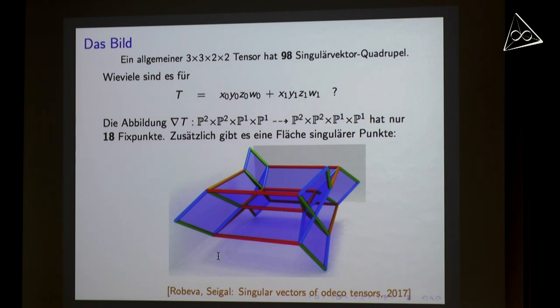So I have these four factors. I have a green P2 with its green homogeneous coordinates x0, x1, and x2. I have a blue projective plane P2 with its homogeneous coordinates y0, y1, y2. I have a red projective line with its homogeneous coordinates z0, z1. And finally, I have a yellow projective line with its homogeneous coordinates w0 and w1.